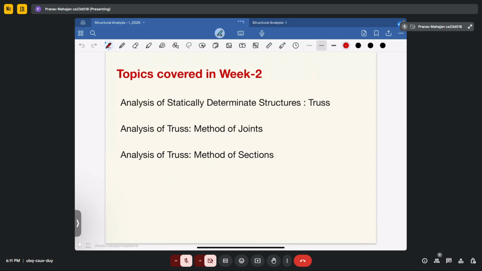In general, we have three equilibrium equations: summation of forces in the horizontal direction equal to zero, summation of forces in the vertical direction equal to zero, and the moment at any particular point which you are considering is also equal to zero. Okay, so we will apply this for the method of sections and the method of joints. Regarding the method of sections, how will you solve the problem?